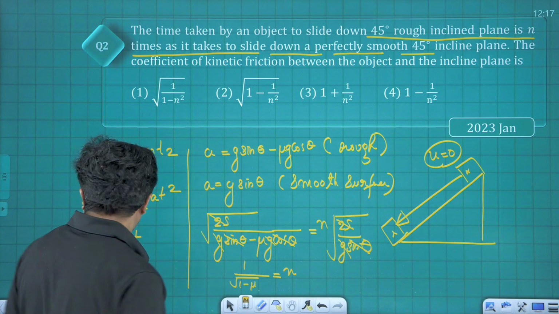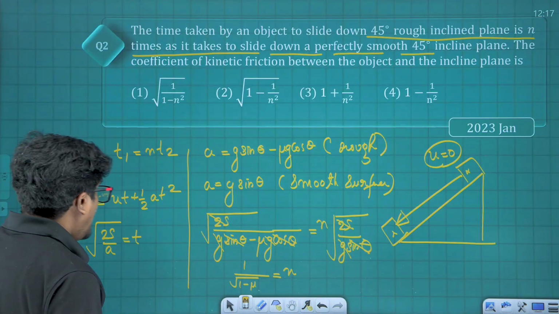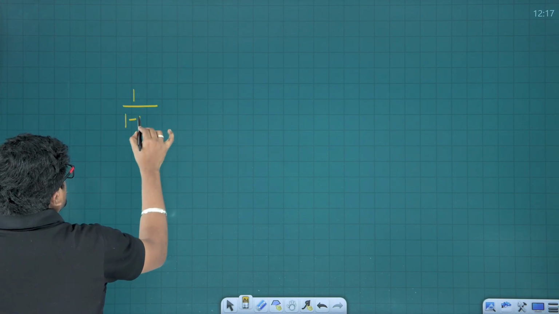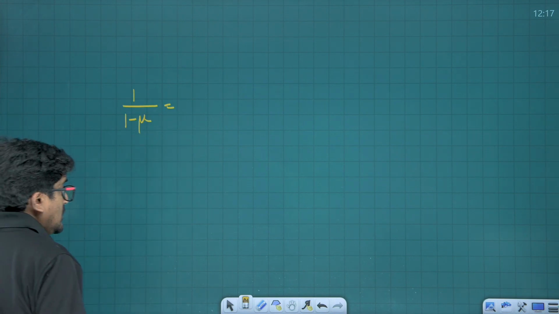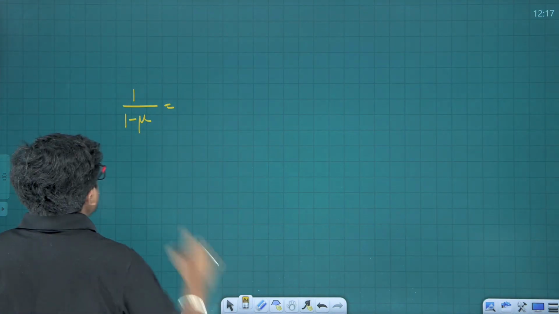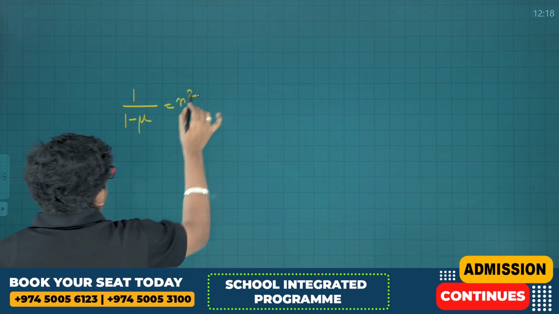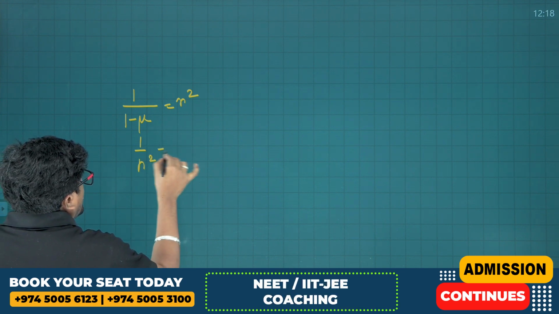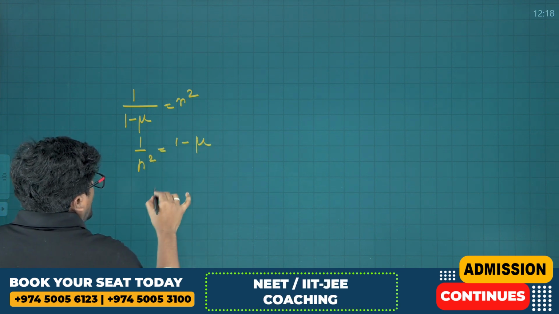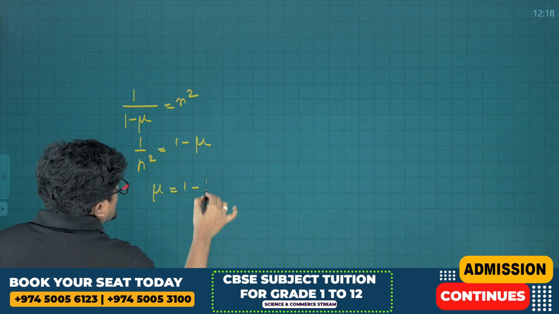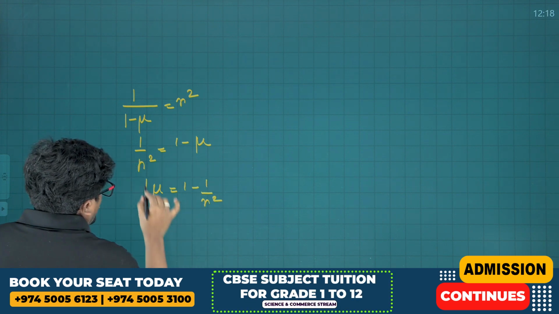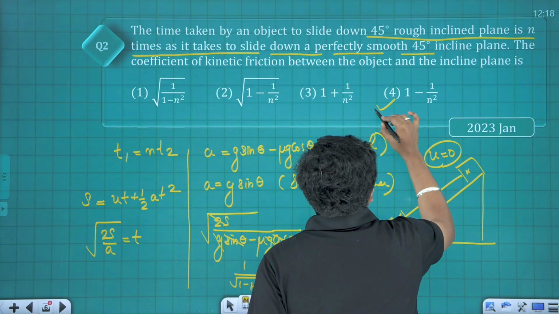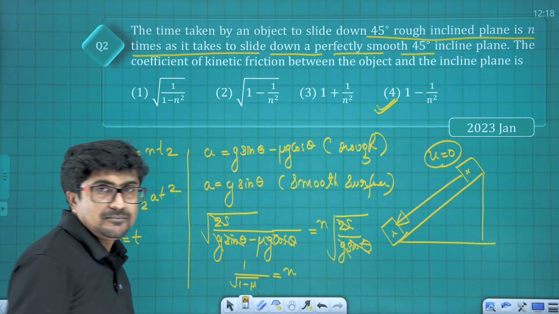Let me square this term. While squaring, on left hand side I will be having 1 upon 1 minus mu, that is equal to, on right hand side I will be having N square. So here this is 1 upon n square equals 1 minus of mu, or I can say mu is equal to 1 minus of 1 by n square, which means option 4 must be the correct answer here.